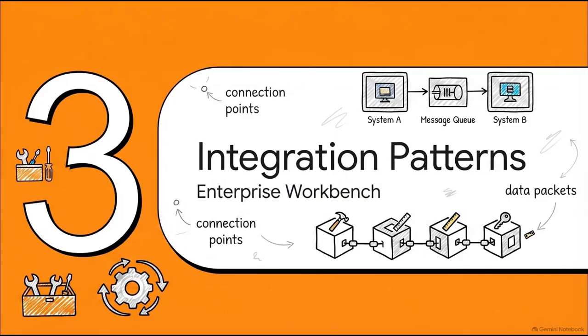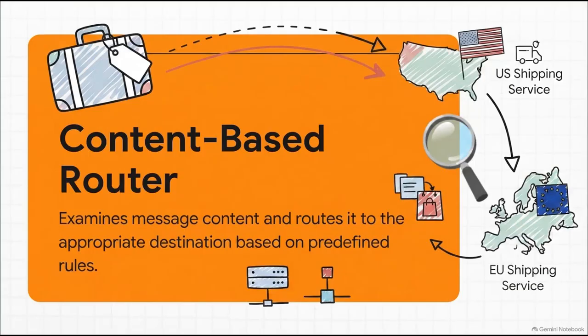Section 3, the Integration Pattern Toolkit. Think of this as your enterprise workbench. The first tool in our kit is the content-based router. Think back to that automated baggage sorter. It reads a tag on a suitcase and instantly routes it to either the domestic or international belt. Well, a content-based router does exactly this, but for data.